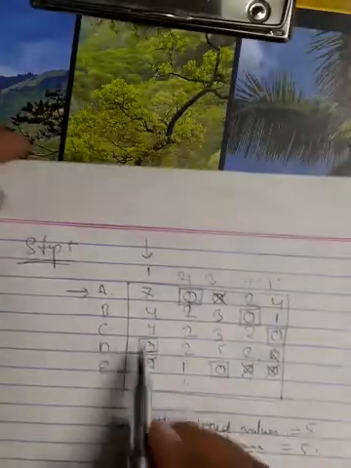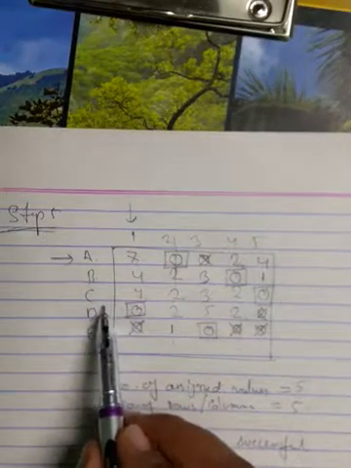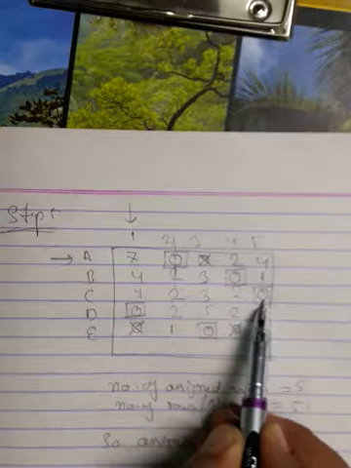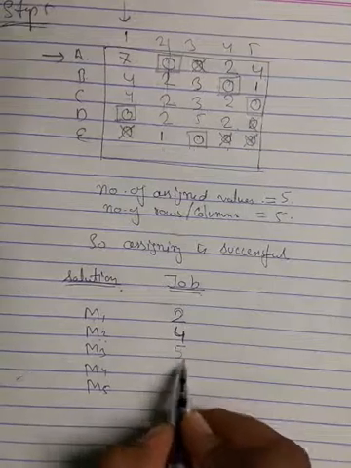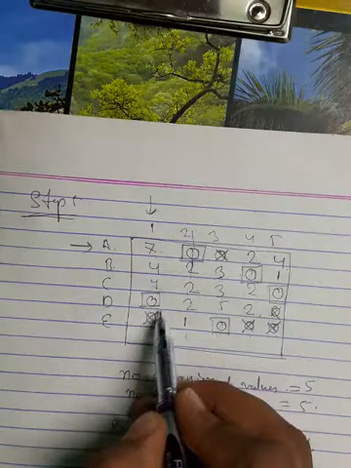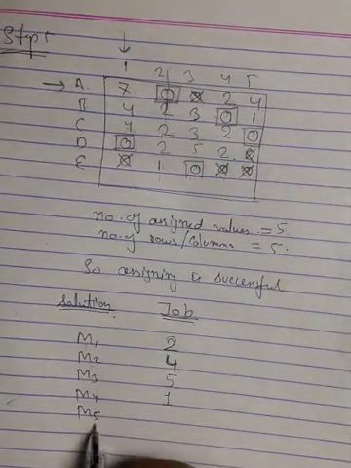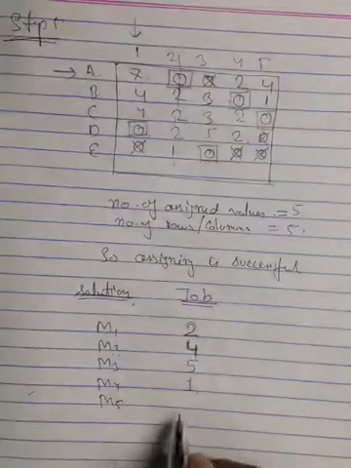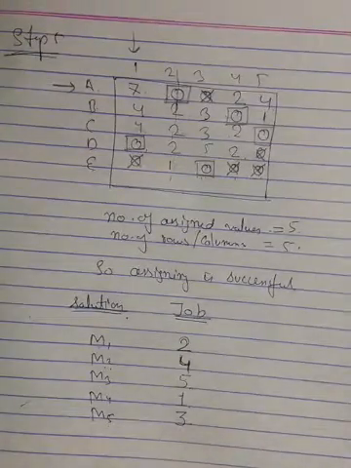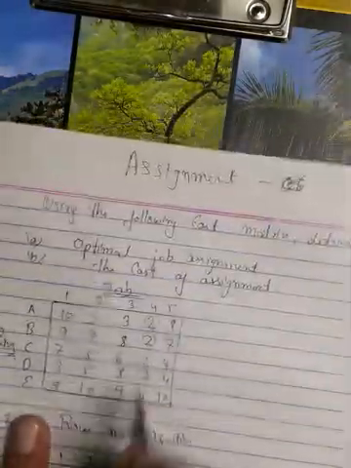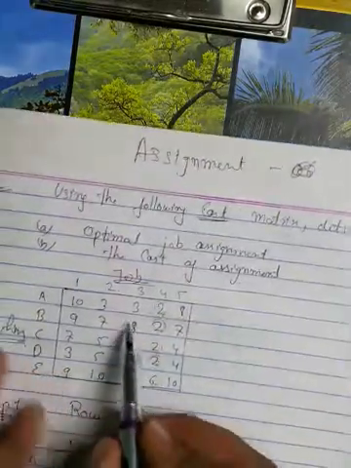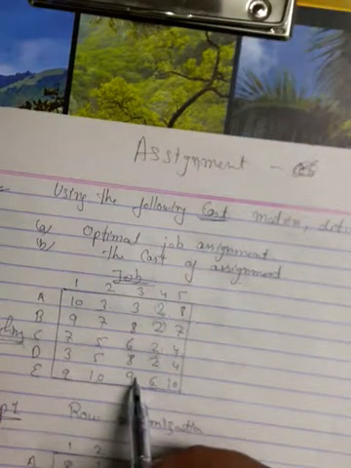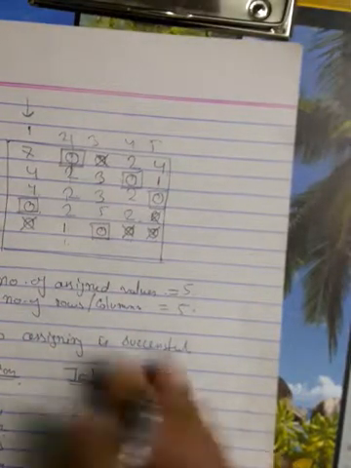Now in the third row, for the M3 machine, you have the assignment in the fifth column, so write here fifth. For the M4 machine you have the assignment in the first column, so write here first. For the M5 machine you have the assignment in the third column, so write here third. Now they had said using the following cost, so these elements are the cost values.